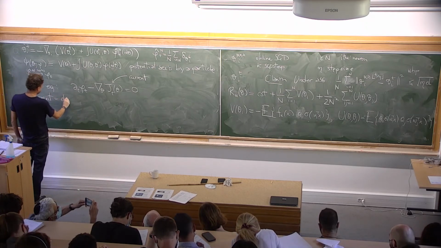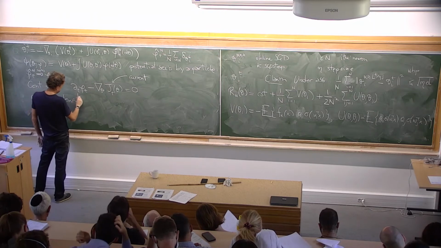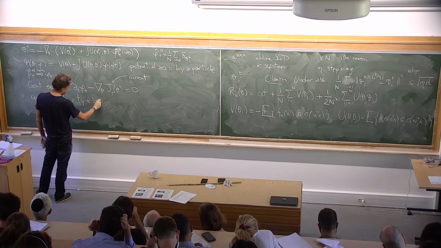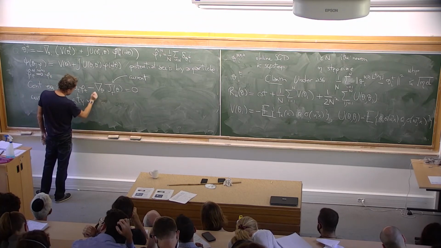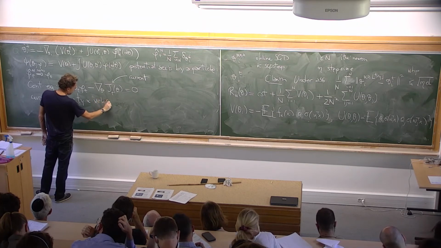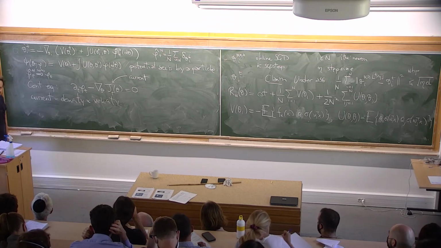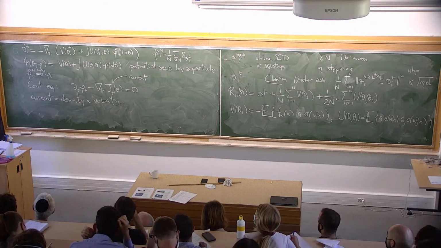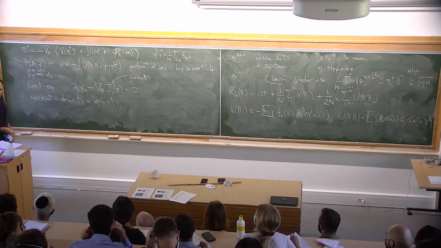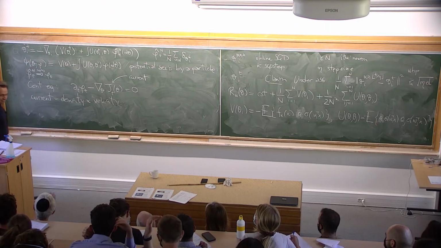So current is equal to density times speed, or times velocity. Those of you that are not physicists will forgive me, but after a week in Les Houches, I started. Now we start talking. Yeah.